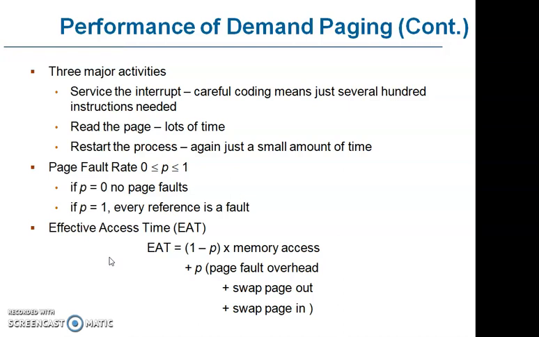The page fault rate is in the range of 0 to 1, and 0 indicates that there are no page faults, or 0%, and p equal to 1. When p is 1, it is 100%, every reference is a fault. The effective access time is calculated using the formula identified by EAT. EAT equals (1 minus p) times memory access plus p times (page fault overhead plus swap page out plus swap page in), where p is nothing but the page fault rate.